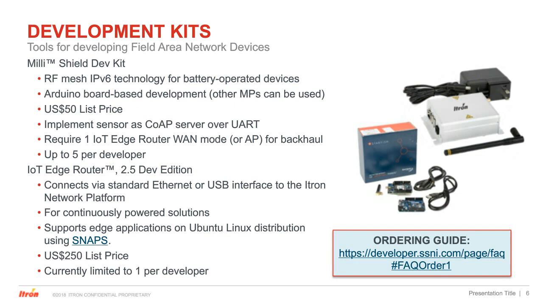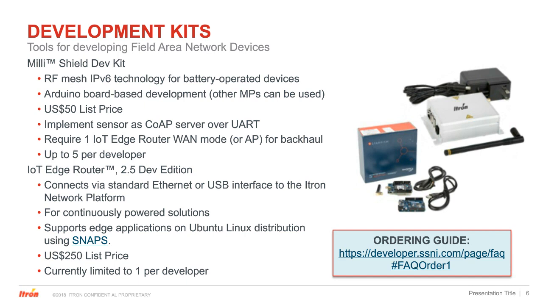What kits are available through the developer portal? Most of the developers on this webinar probably have some experience with this, but this Milli Shield, of course, is our Milli, which is an RF mesh IB6 battery operated networking card. The DevKit actually mounts the NIC on an Arduino shield, so that any of the Arduino technologies can be plugged into that same shield. You can go buy any Arduino board, and it would just work. Of course, you can use other microprocessors and breadboard it up with this DevKit.